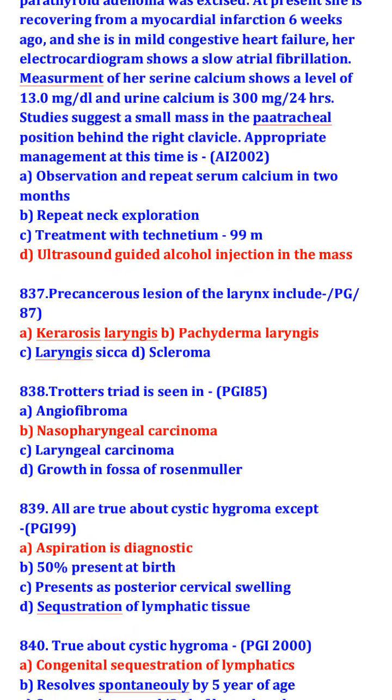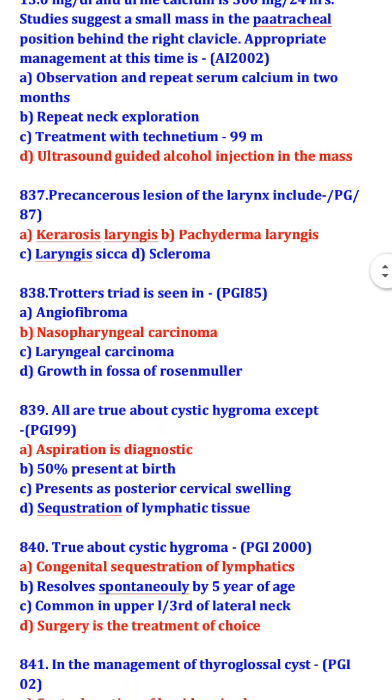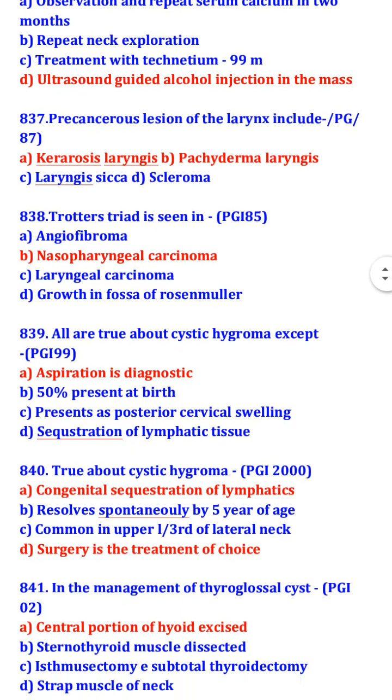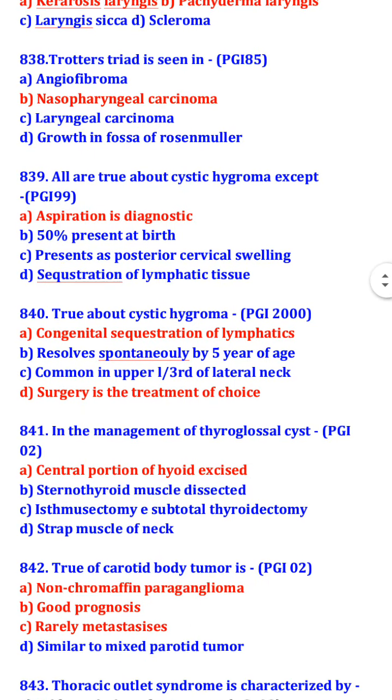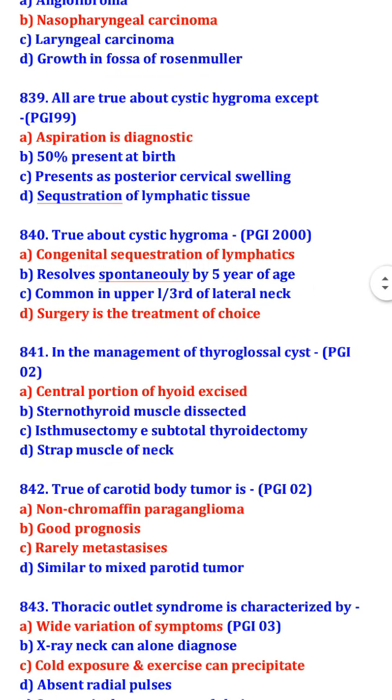Precancerous lesion of the larynx include keratosis, laryngitis, and pachyderma laryngis. Trotter's triad is seen in nasopharyngeal carcinoma. All are true about cystic hygroma except aspiration as diagnostic is false. What is true is it is 50% present at birth, presents as posterior cervical swelling and sequestration of lymphatic tissue. True about cystic hygroma, congenital sequestration of lymphatic tissue, surgery is the treatment of choice.